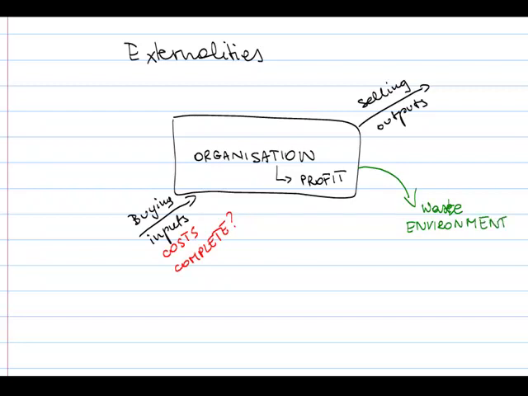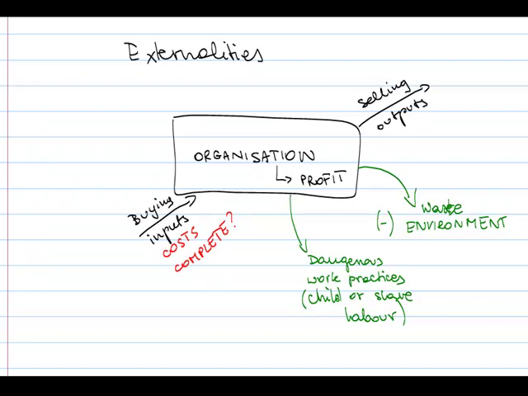The first thing associated with responsible business practices, that's all obviously minus. There could be some dangerous work practices, say child or slave labor. Now, it did contribute to making that profit, obviously, but is this something that we really want? And basically, should the consumers know about it?